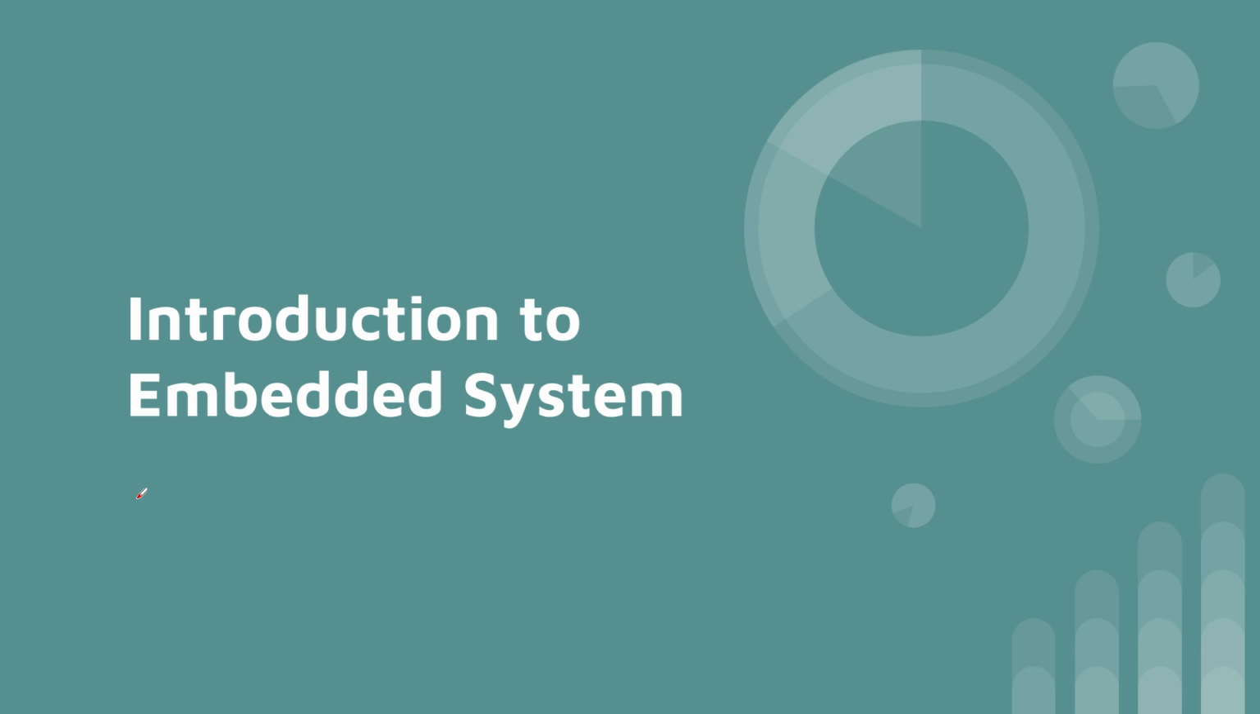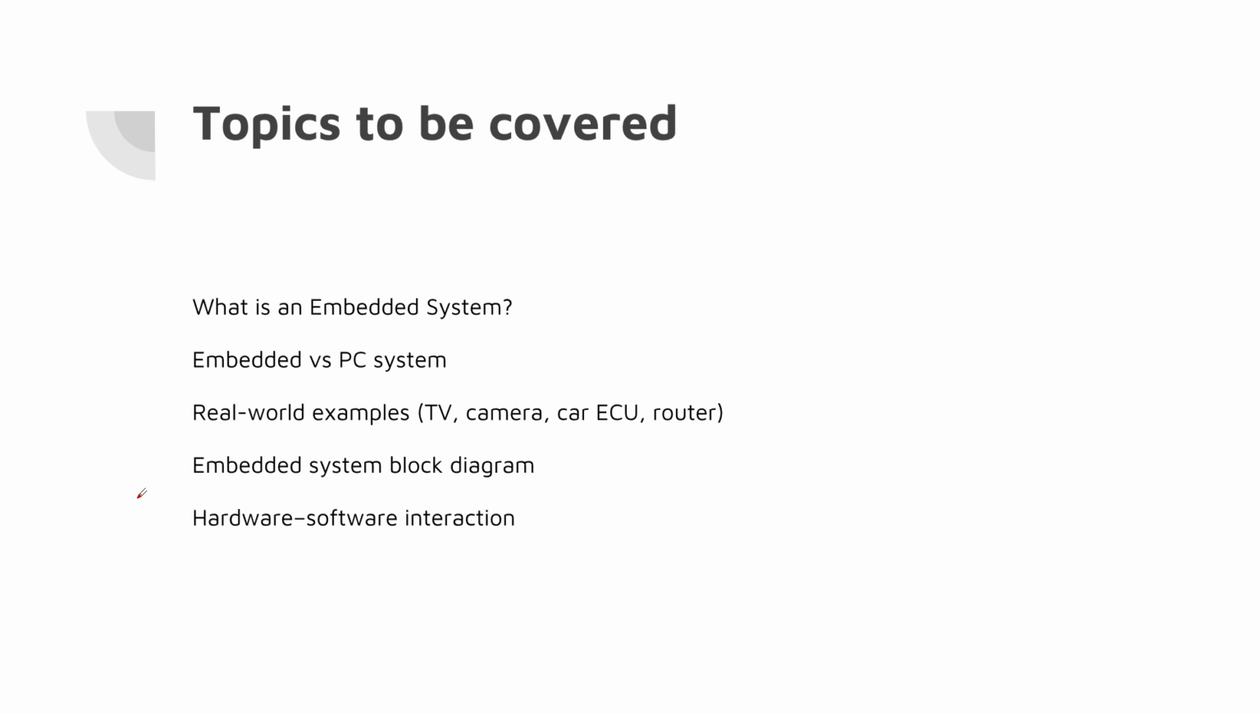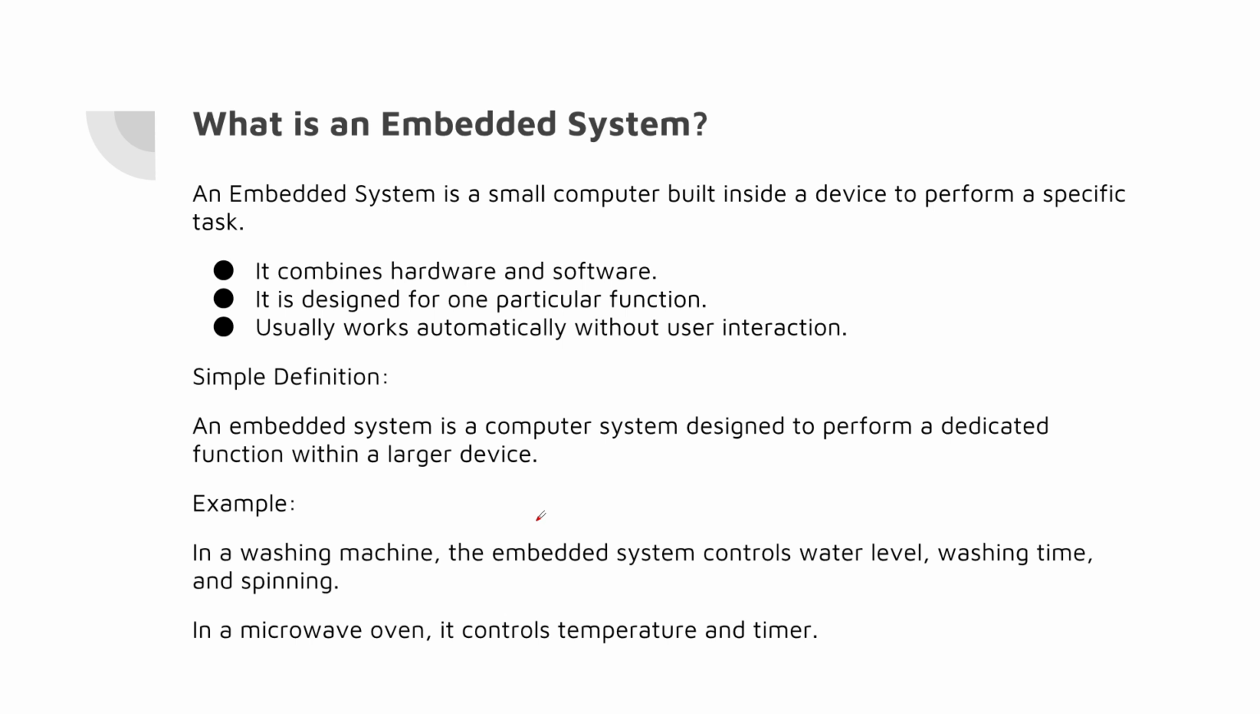In the fundamentals of embedded system, we are going to see introduction to embedded system. Inside this topic, we are going to cover what is an embedded system versus PC system, then some of the real world examples of embedded system which are around us. Then we can see a simple block diagram of embedded system, then how software and hardware interaction is happening inside the embedded system and how it is important.